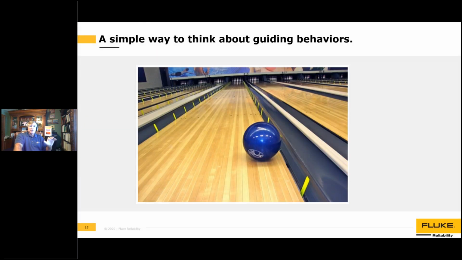A simple way to think about this whole issue of giving and receiving feedback is that I don't know if you've ever taken a toddler or a young kid to a bowling alley.